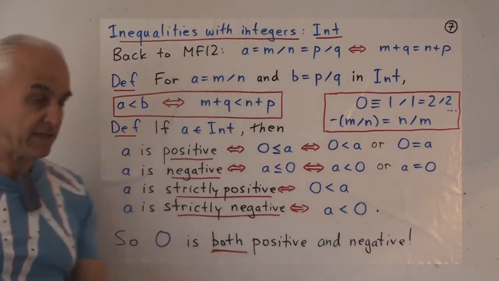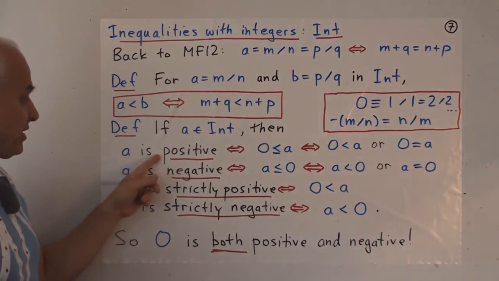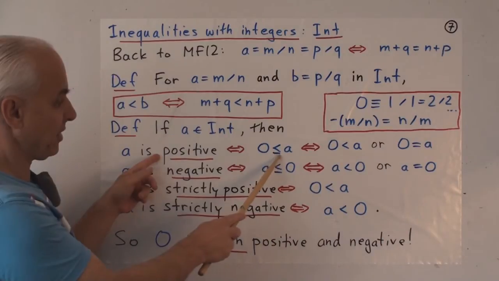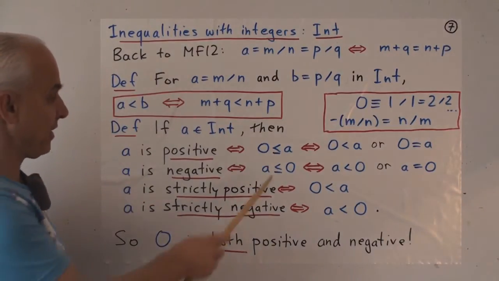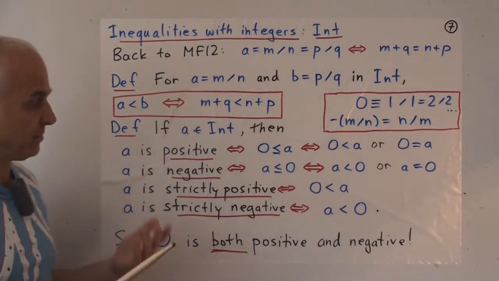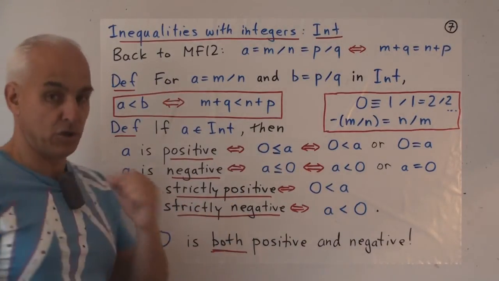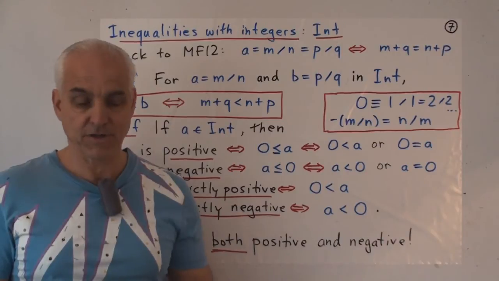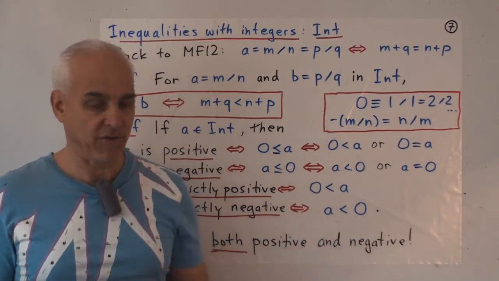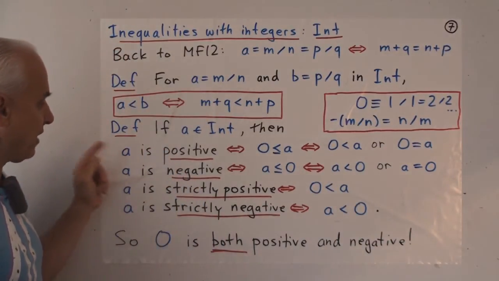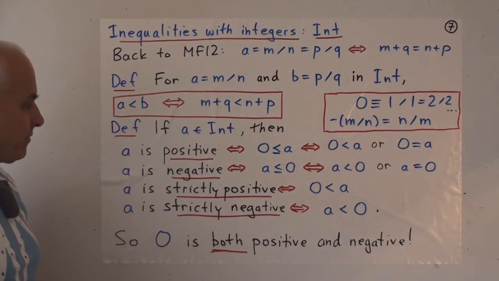This is not entirely standard notation. Half the world treats positivity with an equal sign, and the other half treats it without an equal sign. So it's a bit of a debate. I prefer to think of positivity as including 0. All right, so let's adopt that policy. 0 is a positive number according to this definition.